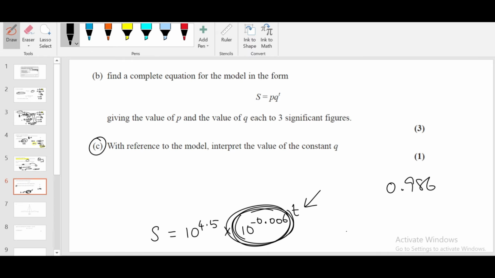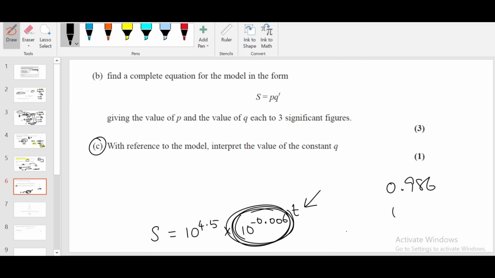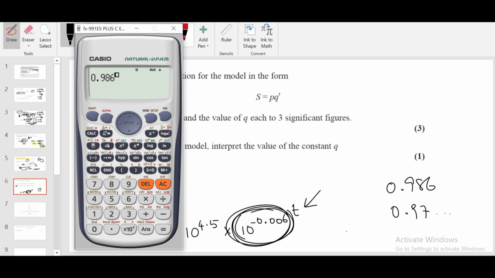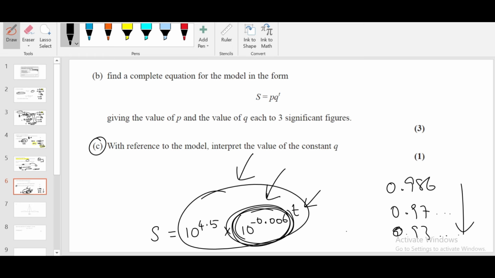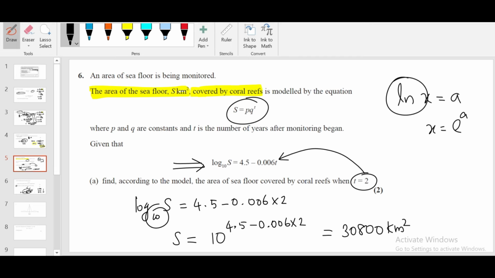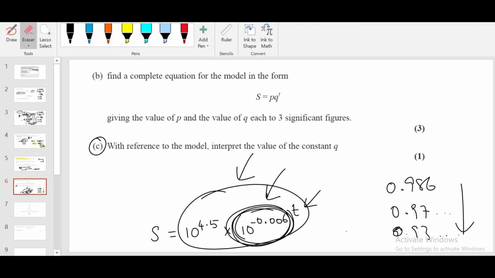Now if you put 0.986 to the power 2, it becomes 0.97 etc. If you put 0.986 to the power something else, a bigger number, the value is going down every year, right? That means if this value is going down, the whole value is going to go down. That's s actually. What is s here in this question? The area of the sea floor covered by coral reefs is reducing, decreasing. So how do you write it?